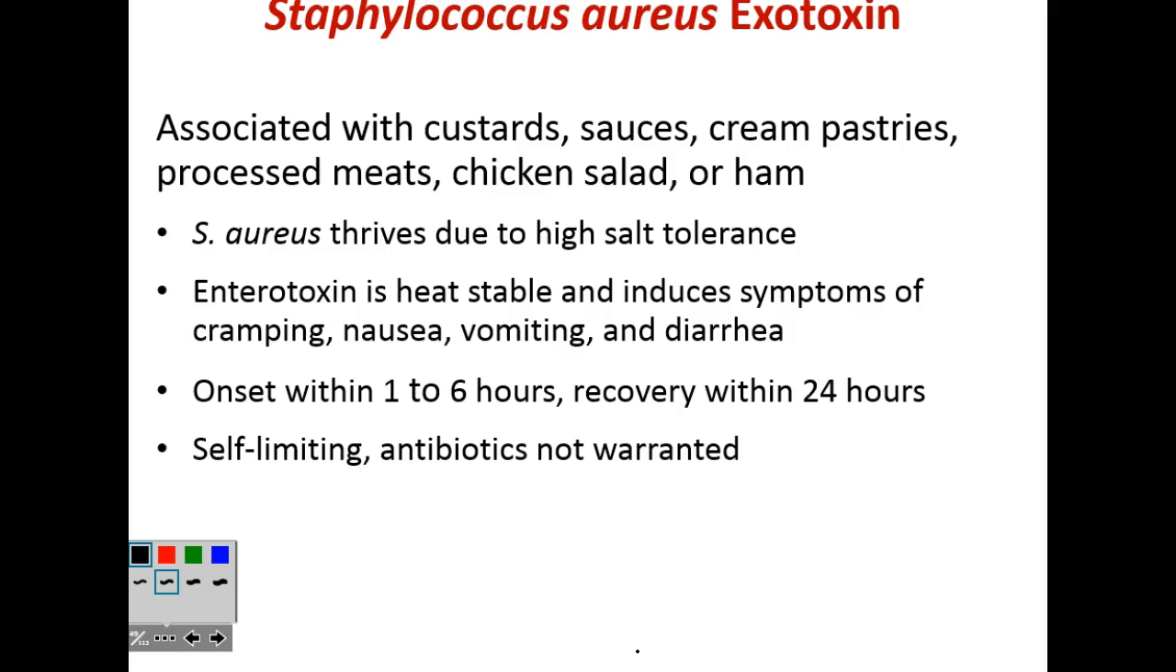Staphylococcus aureus exotoxin. So now we said that both of those main causes of dental caries were Streptococcus mutans and Streptococcus sobrinus. But we also have Staphylococcus aureus exotoxins, which are associated with custards, sauces, cream pastries, processed meats, chicken salad, or ham.